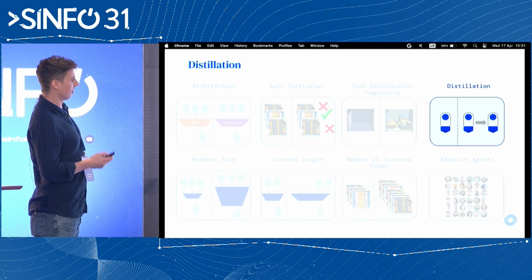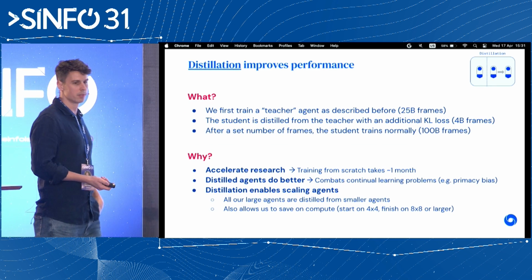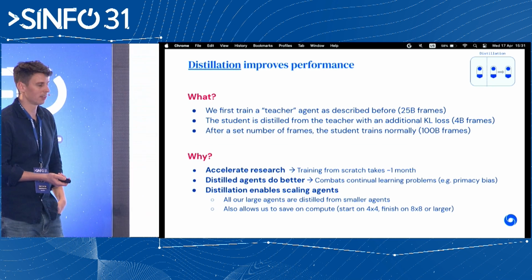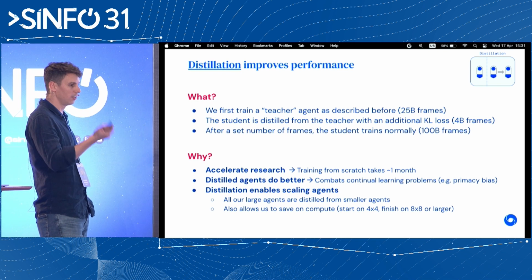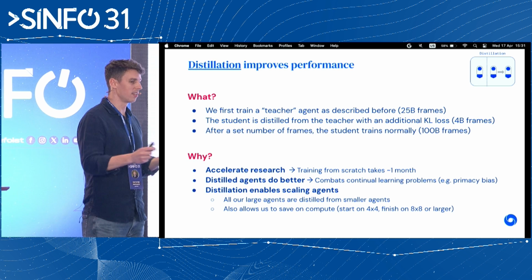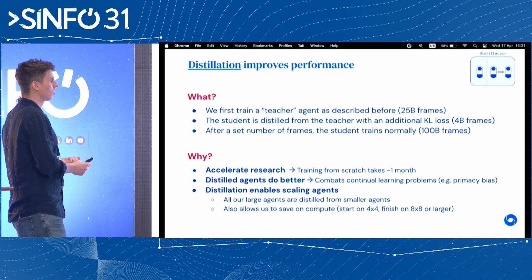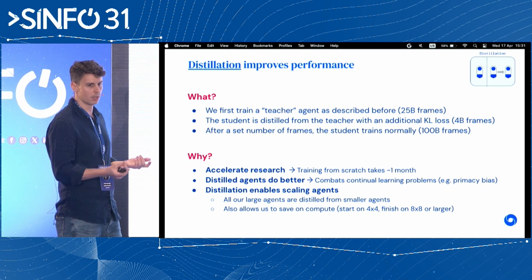Okay, so finally, a very important component is also distillation. The concept of distillation is very well known in the literature. It's basically when you have a teacher neural network, and you're trying to distill its knowledge to another network. In our case, we have a teacher agent, which is trained for 25 billion frames.